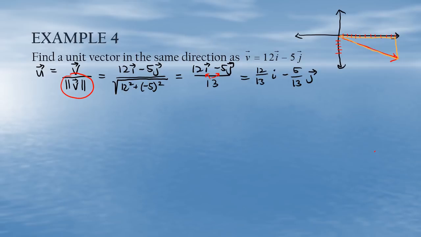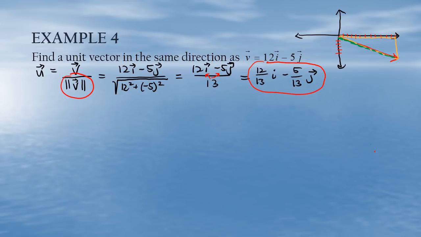Okay, so let's see if we can make sense out of this. This is a unit vector. So in other words, if I take that unit vector, now just imagine going 12/13 on the horizontal axis and then down 5/13 on the vertical axis. That's going to get you maybe right here. And then you're going to do another one, and another one, and another one, etc.